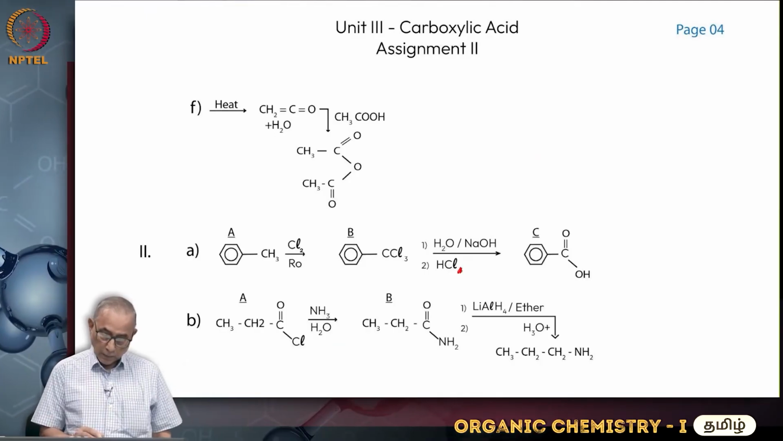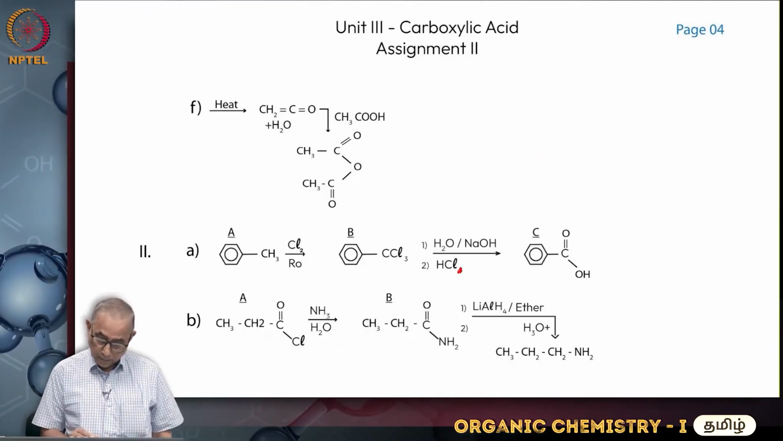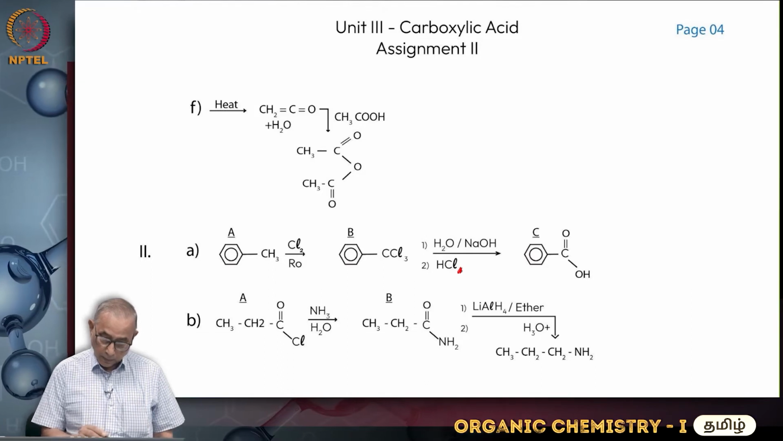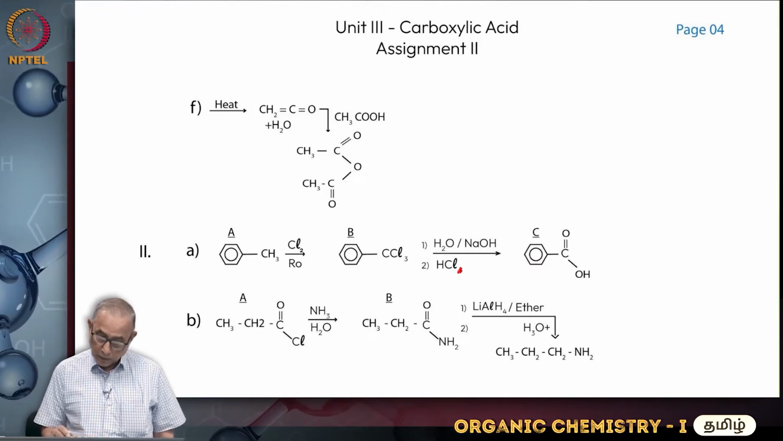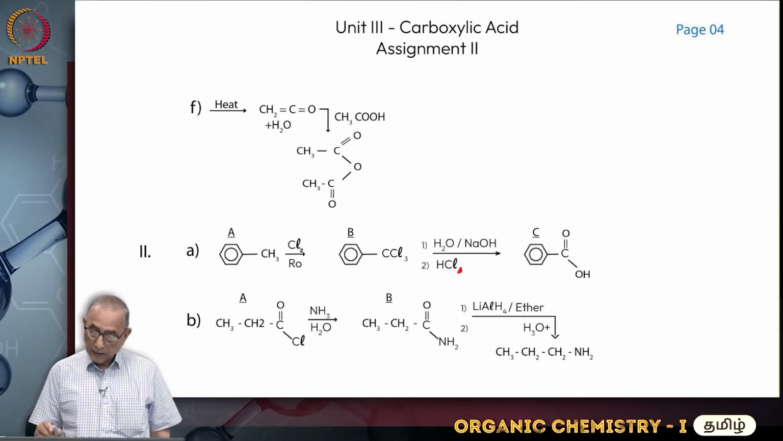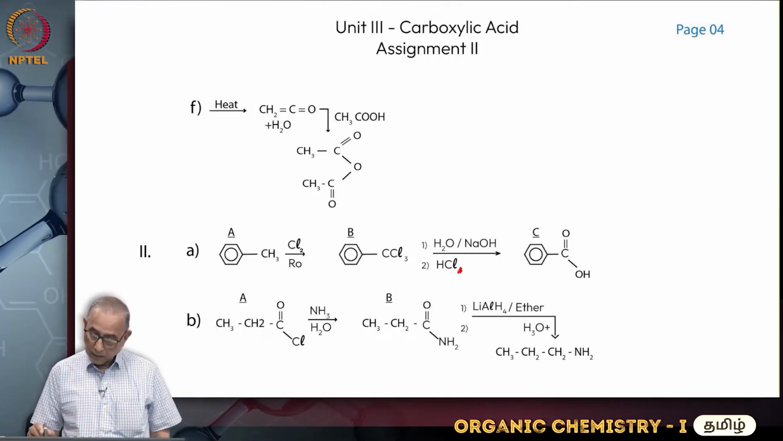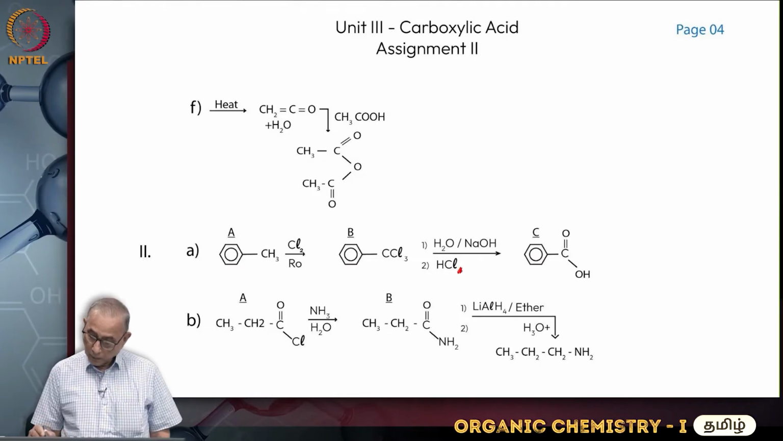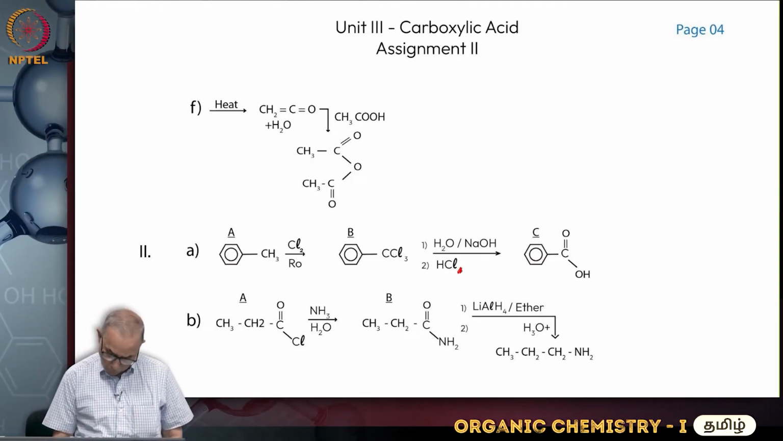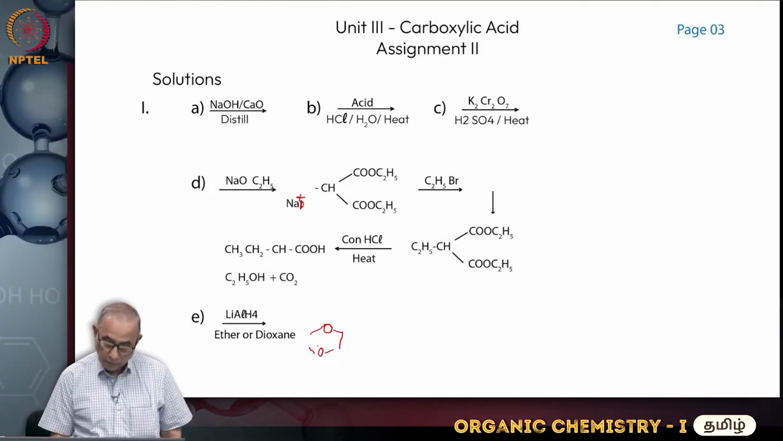This is propanoyl chloride treated with ammonia. First reagent is ammonia. The compound is propanoyl chloride. This compound is propanamide, reacting with ammonia, and then reduction with lithium aluminum hydride in dry ether, you get propylamine. So we have seen now two sets of problems.